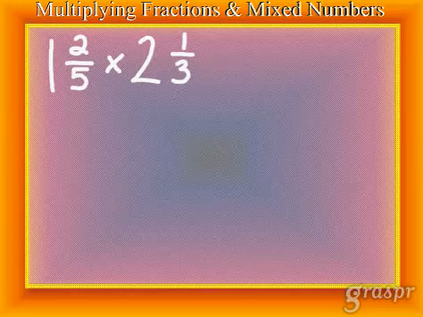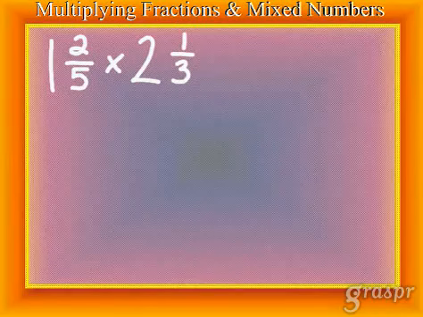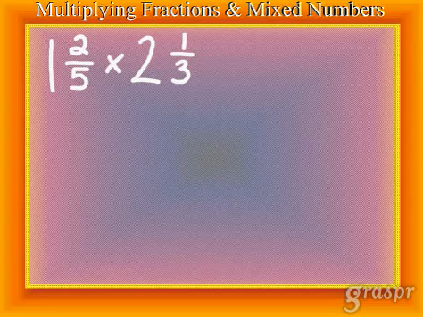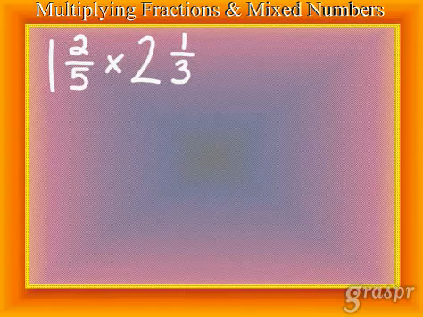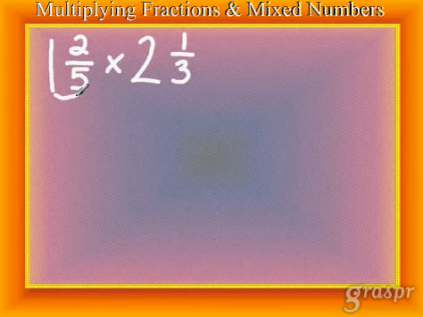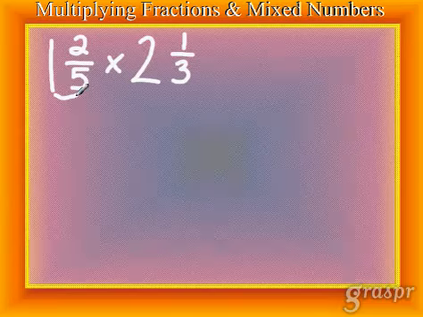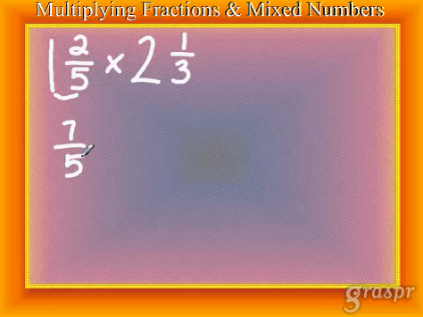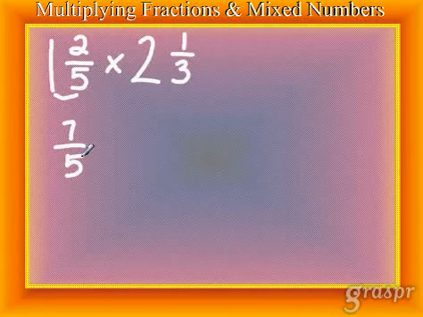Now when you multiply mixed numbers, again, you don't need common denominators. Now you'll remember from class that the first thing we do is turn these mixed numbers into improper fractions. So 1 times 5 is going to give us 5, plus that numerator of 2 is going to give us 7. So 1 2/5 is the same thing as 7/5.